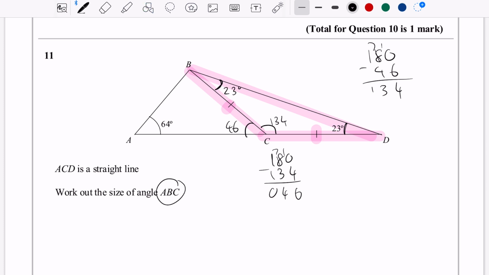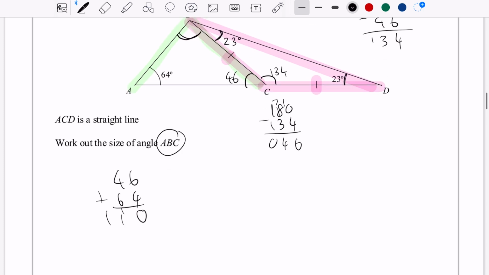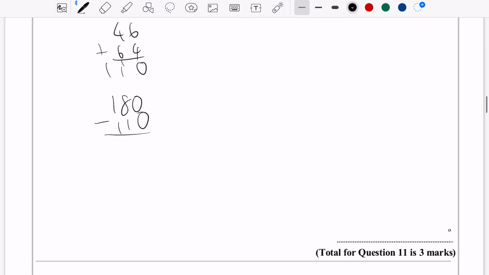Now that angle ABC, if I use my highlighter, A to B to C, is this curve here. And we've got another triangle here. So we've got the 64 and the 46. Let's add them up first. I think it's 110, but let's just make sure. Yeah, 110. Then we need to do 180 subtract that 110 to find that missing angle, which gives you 70 degrees. Alright, so the answer is 70 degrees.